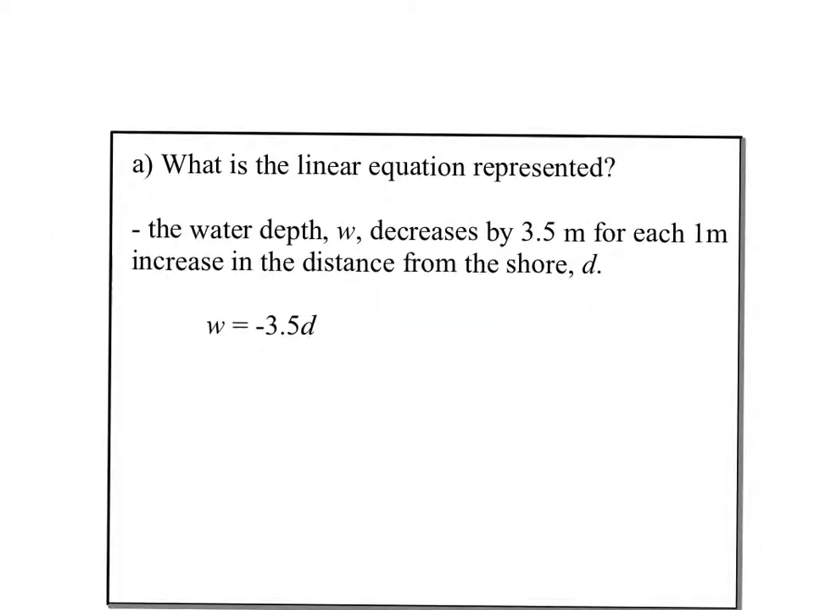Then your linear equation: as the depth of the water decreases, so goes down by 3.5 meters, you're 1 meter from the shore. So your equation is W, which is the depth of the water, equals negative 3.5 times d, the distance from the shore.